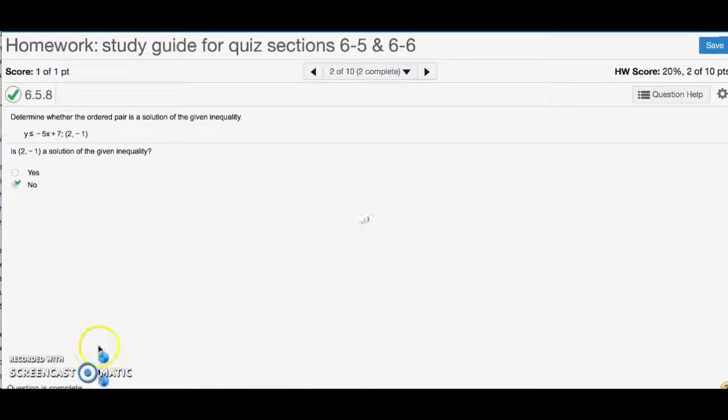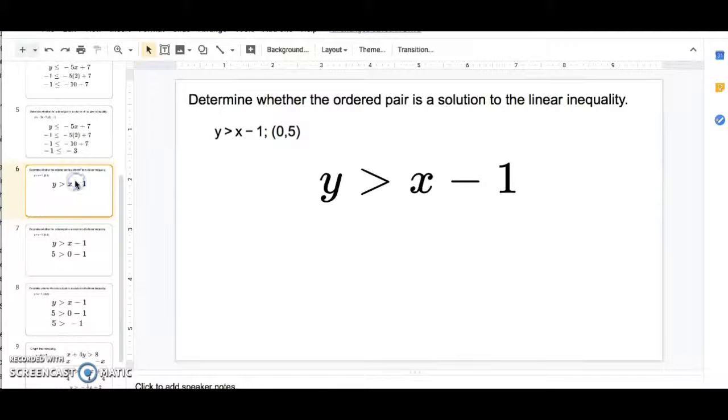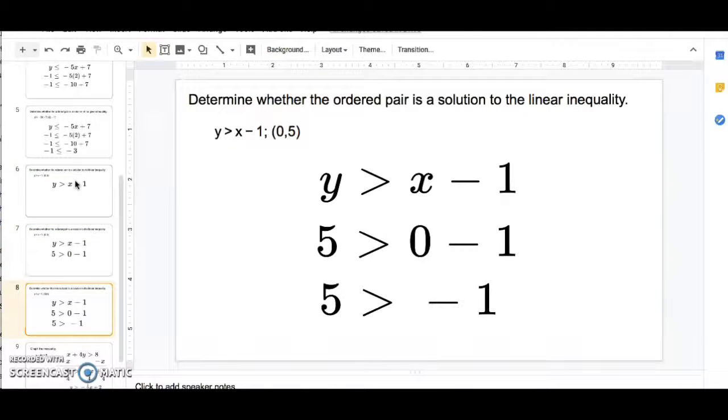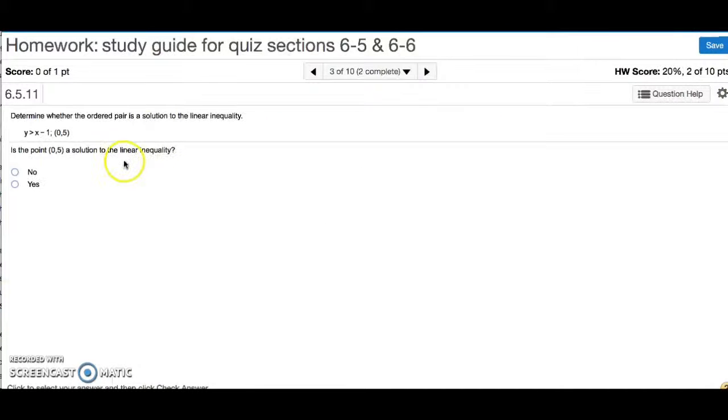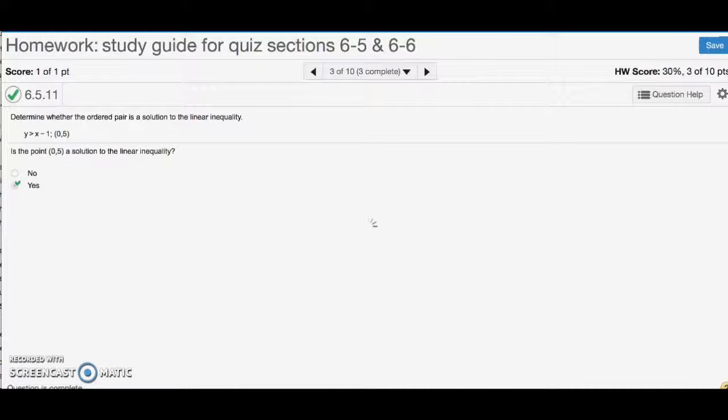That is number 2. Number 3 is asking you the same thing, to determine whether the ordered pair 0, 5 is a solution to the inequality y is greater than x minus 1. So we have to substitute in. 0 is x and 5 is y. So then we have 0 minus 1, which is -1, and 5 is indeed greater than -1. So since this is a true statement, we could say that the ordered pair 0, 5 is a solution to the inequality y is greater than x minus 1. And that is number 3.